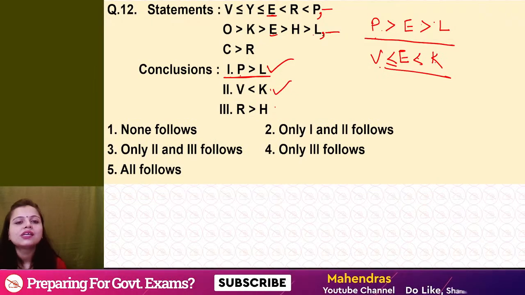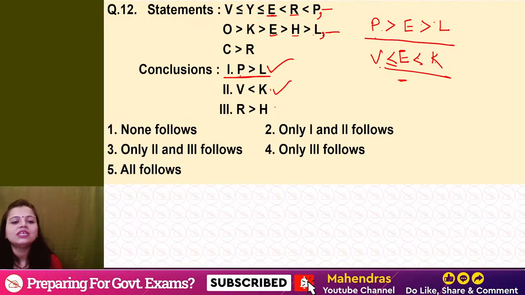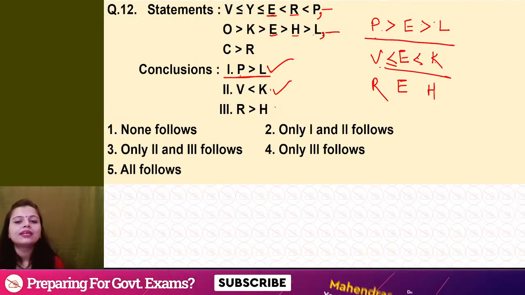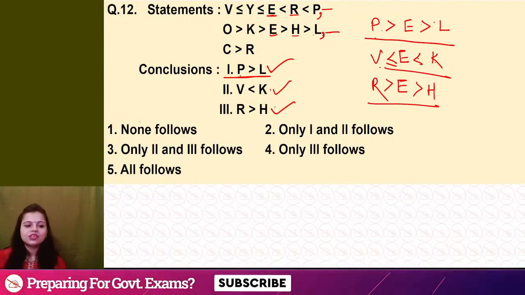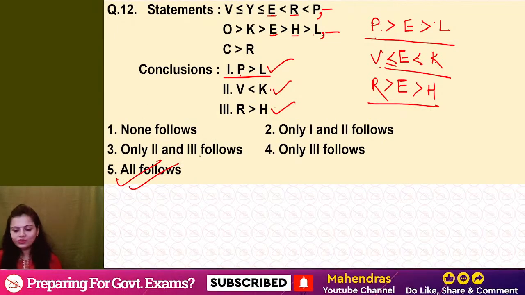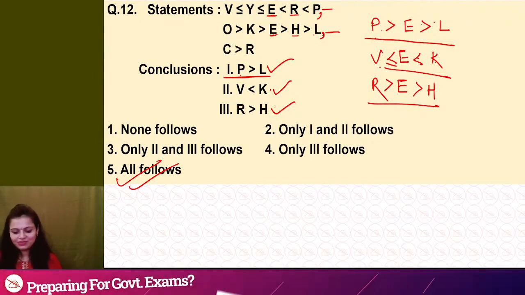Now R and H, again first and second, common is E. So R is greater than E, is greater than H. So that means you are getting R is greater than H. Means all three are correct. So your answer will be all follow. Yes, so option number 5, all follow.